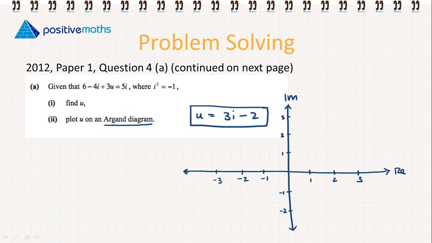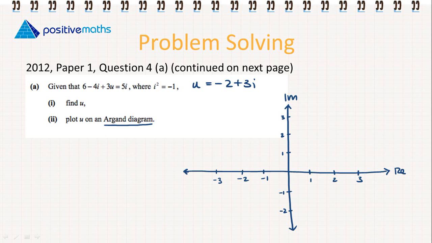Another thing that we have to note with the Argand diagram is that we have the real axis, which is the real values, but we also have the imaginary axis. Now, with the imaginary axis, we don't put in 1i, 2i, 3i. We just put in the imaginary part of the number. So that's just the numbers.